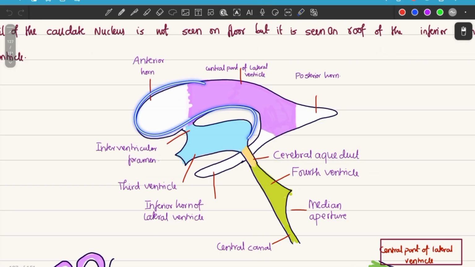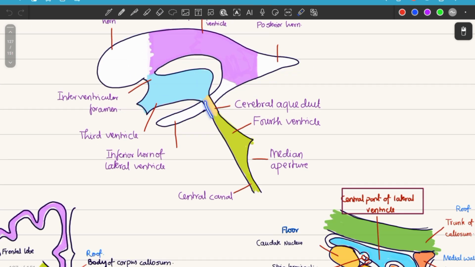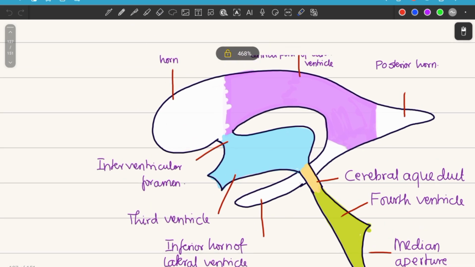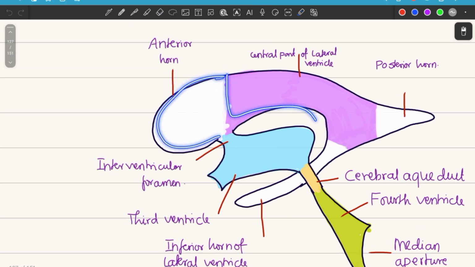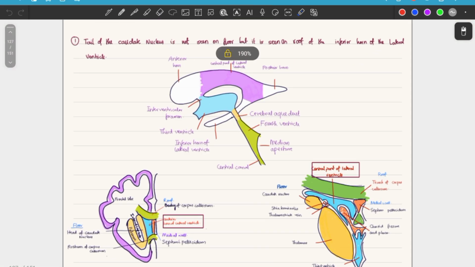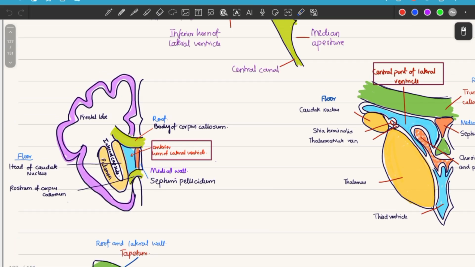This is the lateral ventricle. This is the third ventricle. And this is the cerebral aqueduct and this is the fourth ventricle. The lateral ventricle has an anterior horn, the central part of the lateral ventricle, and this is the posterior horn and this is the inferior horn. Now let me show you each horn.